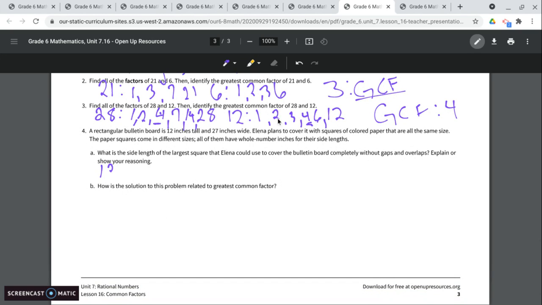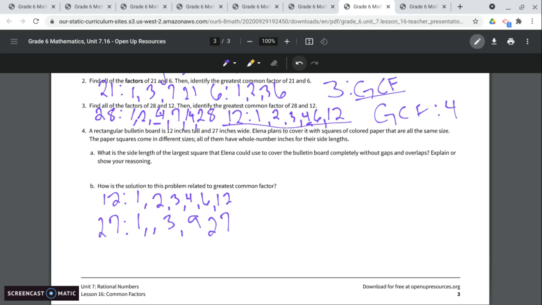So 12, we'll write it down below where we're explaining how the solution is related to GCF. So 12, we've got 1, 2, 3, 4, 6, and 12. I just wrote it from up here where we'd already done it. Make it a little easier. 27, we have 1 and 27, and we have 3 and 9. So these are our factors. So our greatest common factor is going to be 3. They both have 3. So that means the square is 3 inches wide. So we could use 4 by 9 squares to fit within the rectangle.